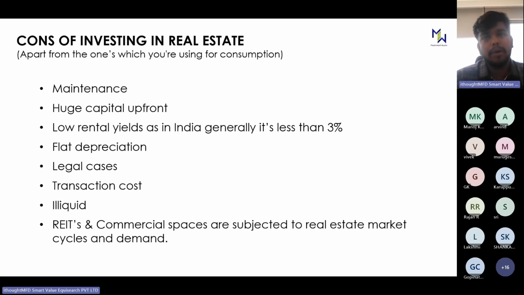Even if you're buying or selling a real estate property, you'll be incurring a lot of transaction costs, a lot of commissions, and you need to pay stamp duties as well to the government. And generally, selling a real estate property is very difficult compared to equities. So finding buyers is very difficult. It might take months or even years to sell a property. And in the form of REITs, they are subjected to market risk because they are linked products, and they are subjected to real estate market cycles also.